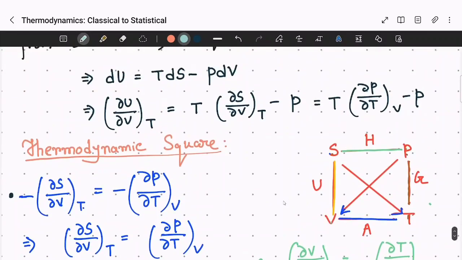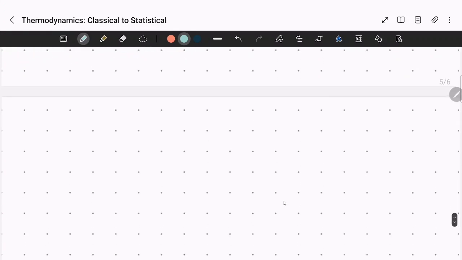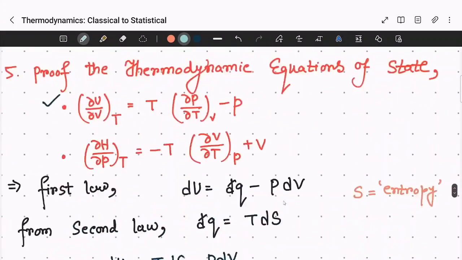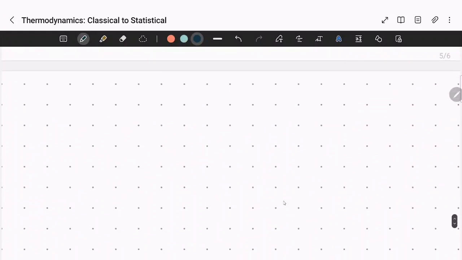This is important. Okay, so now we have derived the first thermodynamic equation of state. Now we have to derive the second one. Clearly, the second one is related to H, so we have to write the H first. What is dH? What is H? H is enthalpy, defined as U plus PV.